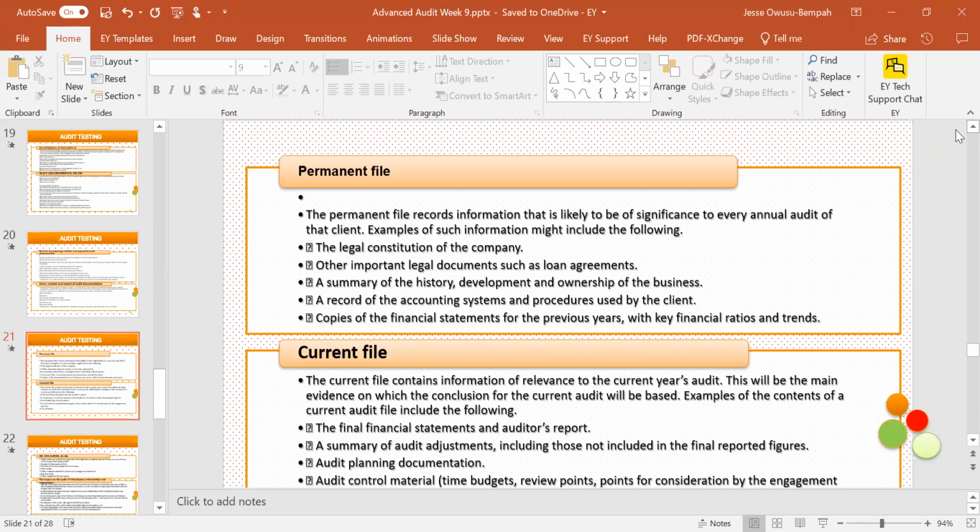Examples of such information include a history of the ownership of the business, that's a permanent file, and copies of the financial statements for previous years, that's permanent.